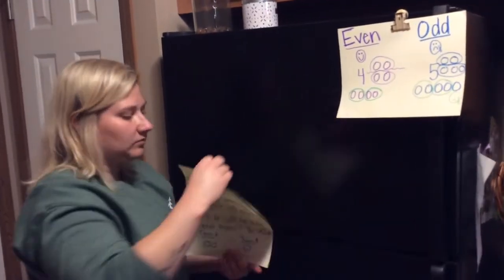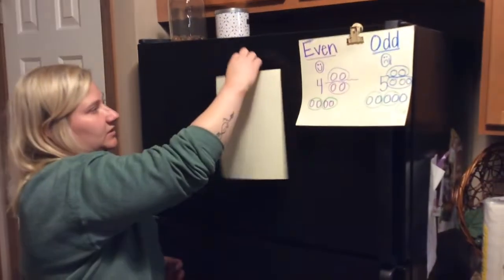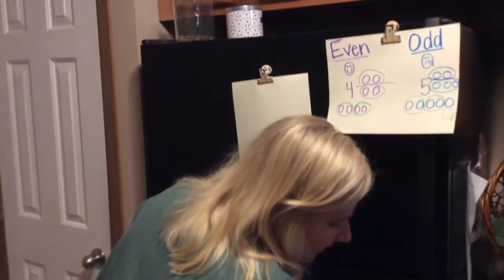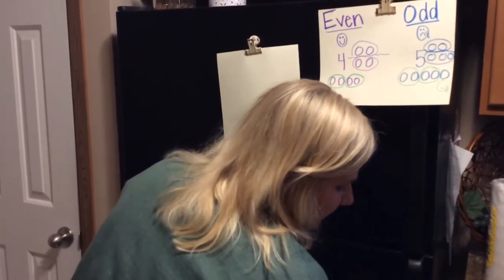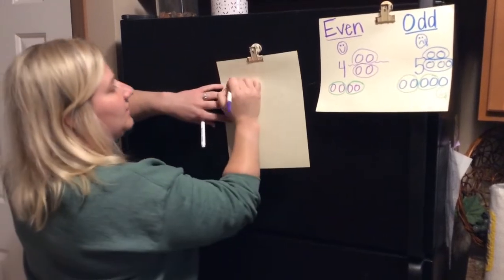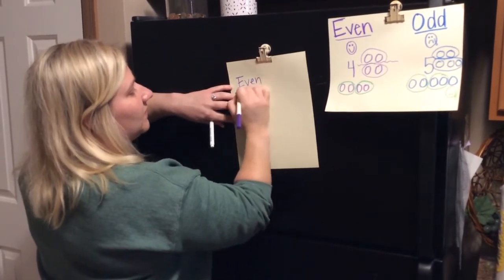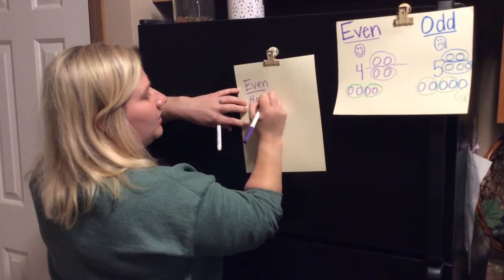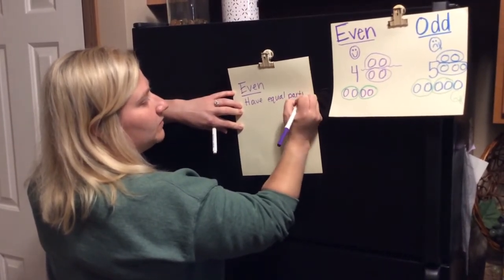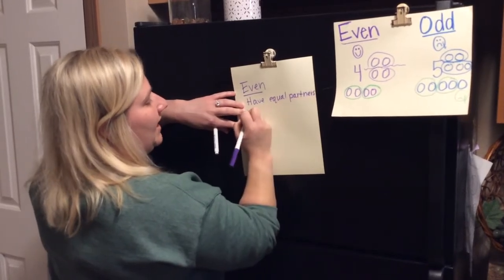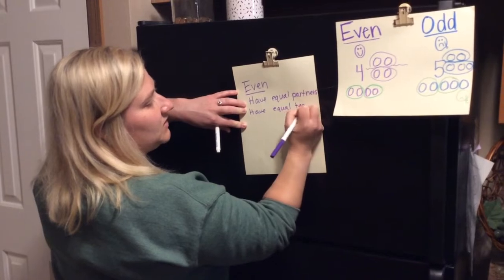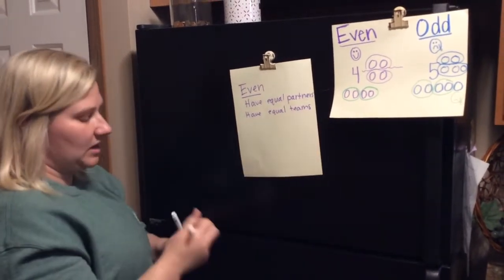So even and odd numbers, that's kind of what your homework looks like. So your goal is to know and figure out what even and odd numbers are. And we just kind of explained that. So remember, even numbers have equal partners and they have equal teams. Okay?